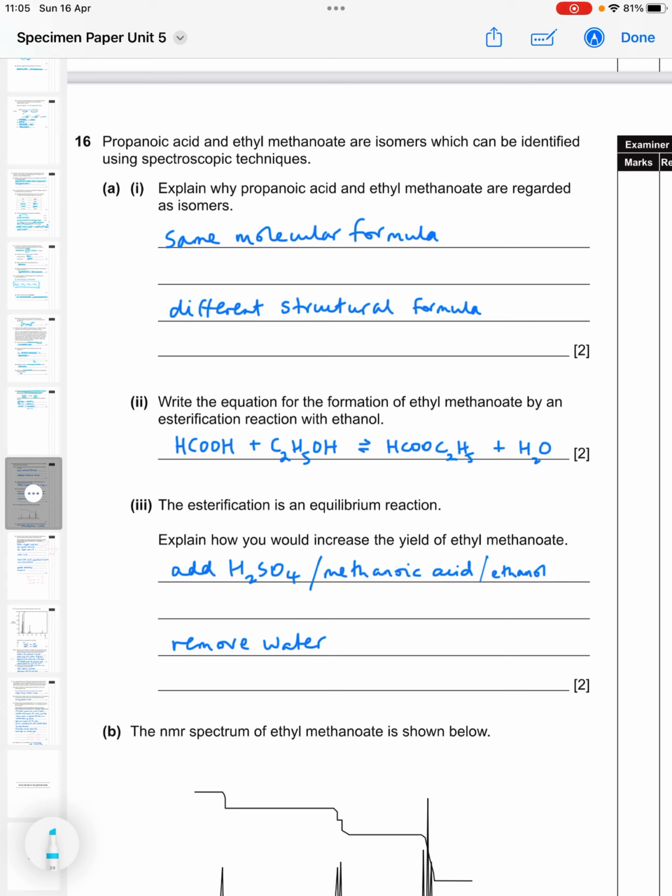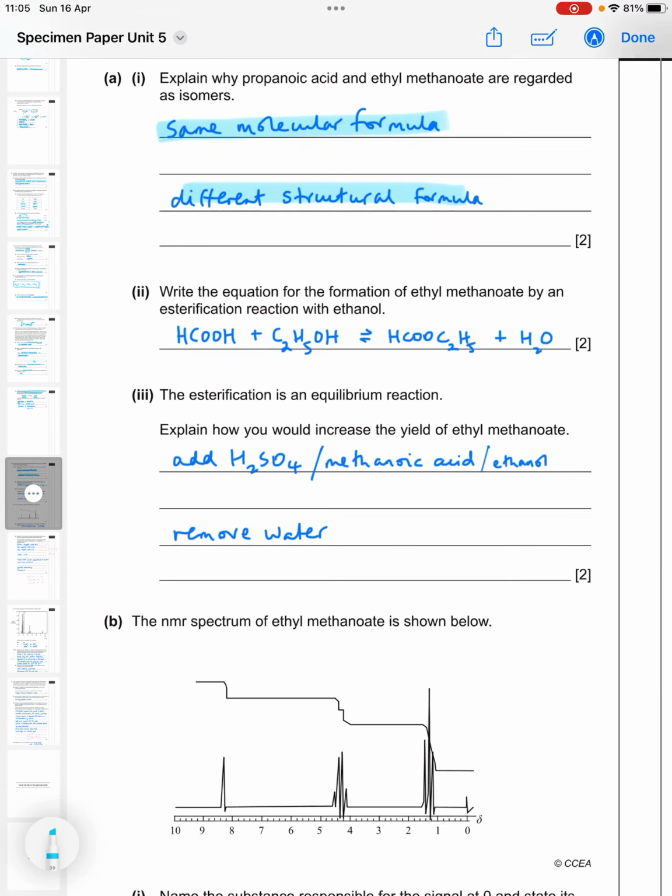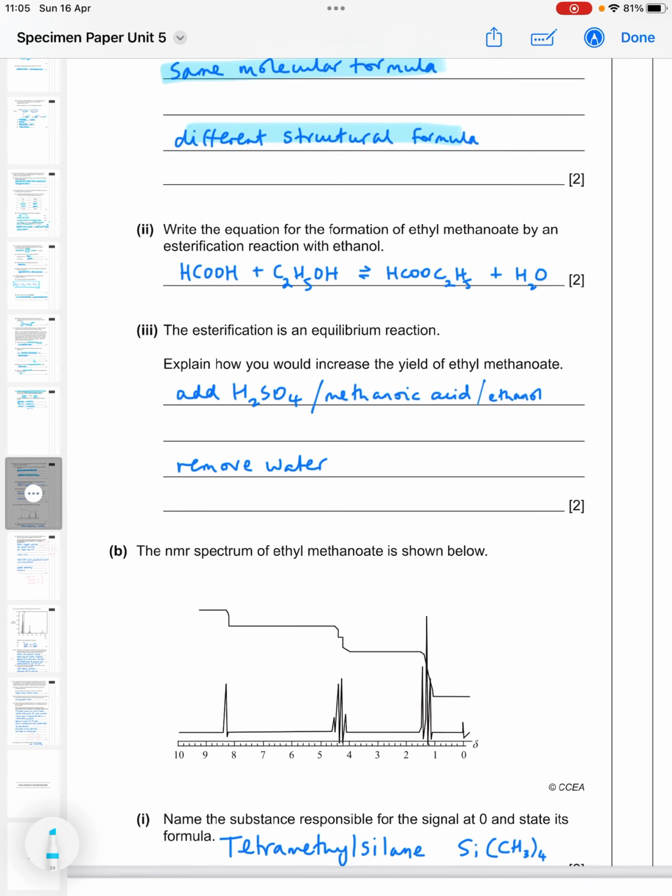Number 16, propanoic acid and ethyl methanoate are isomers which can be identified using spectroscopic techniques. Explain why propanoic acid and ethyl methanoate are regarded as isomers. Nice little question that. So they have the same molecular formula but different structural formula.